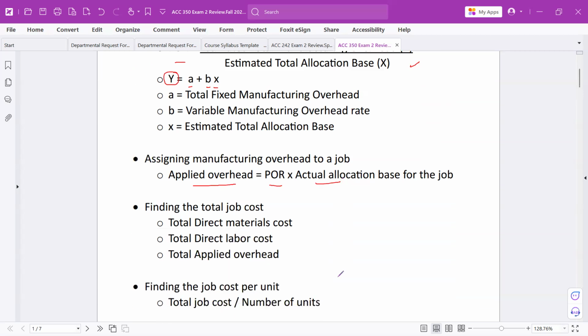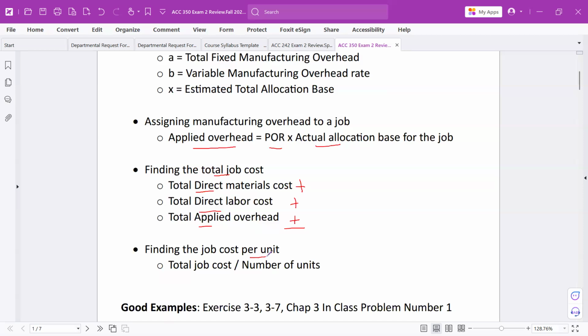Now, when we're asked to find the total job cost in Chapter 3, we add the materials that we can trace, the labor that we can trace, and we apply the overhead using the rate times the actual allocation base. So the total cost of the job is always going to have these three components. It's always going to be the materials plus the labor plus the overhead. The three of those things make up the total job cost. And if we need a job cost per unit, just take that total divided by the number of units.